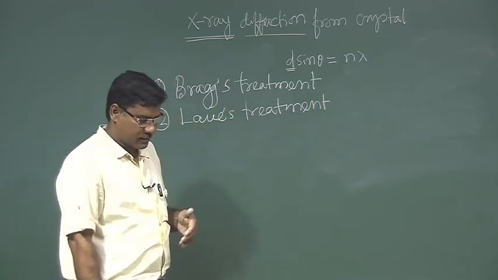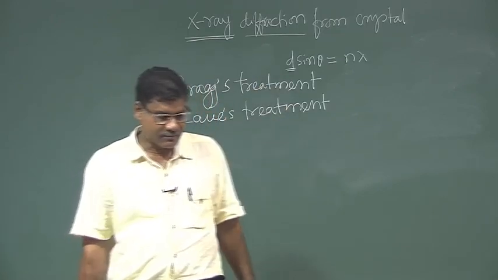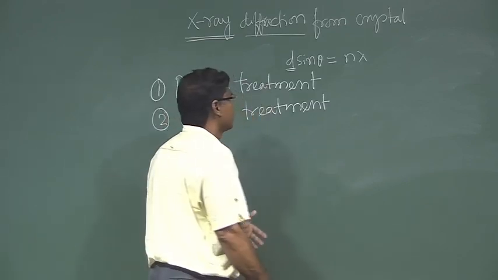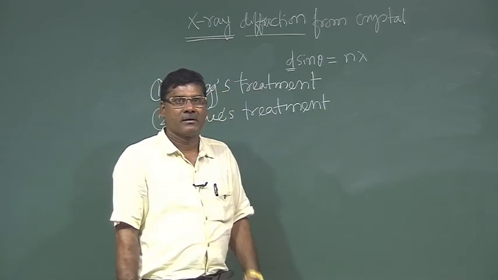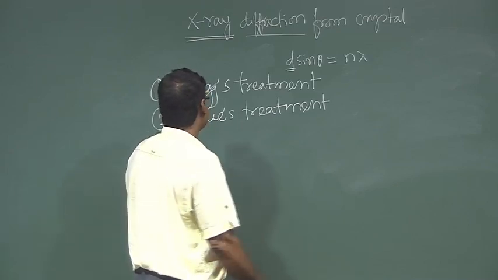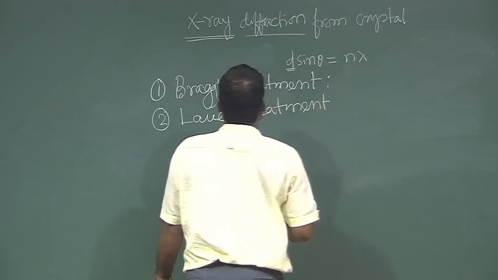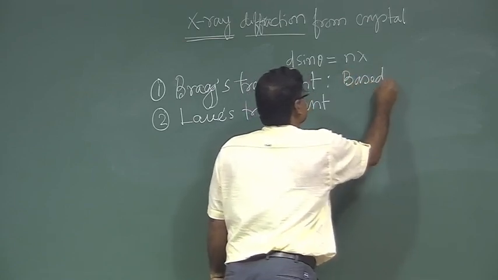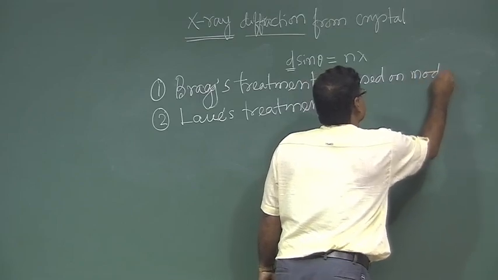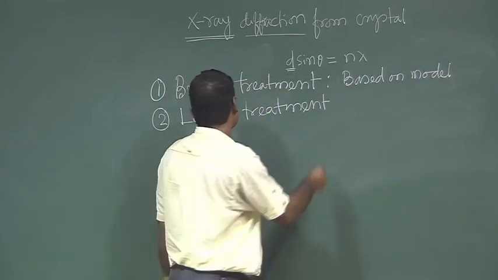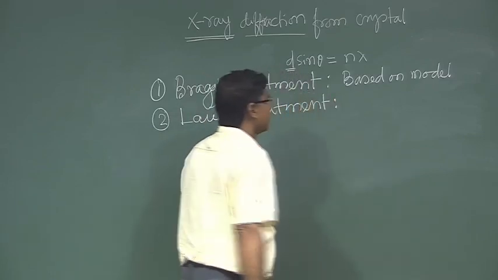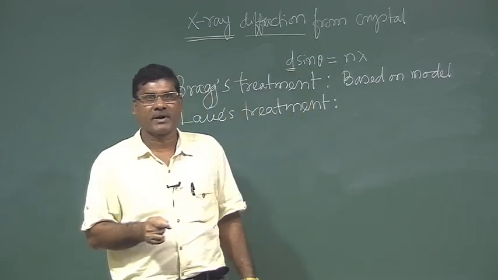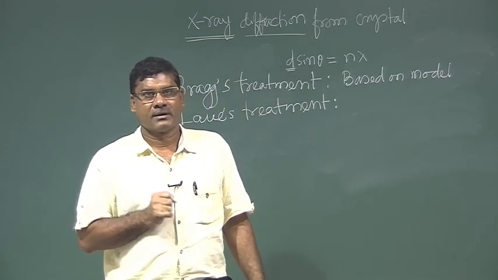So, basically in different ways they have shown the X-ray diffraction, and they have studied that X-ray diffraction for determination of the crystal structure. So, this Bragg treatment is based on a model, but Laue's treatment is based on the X-ray scattering from each lattice point, from each atom in the crystal.